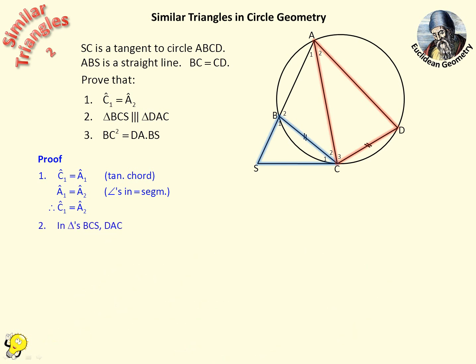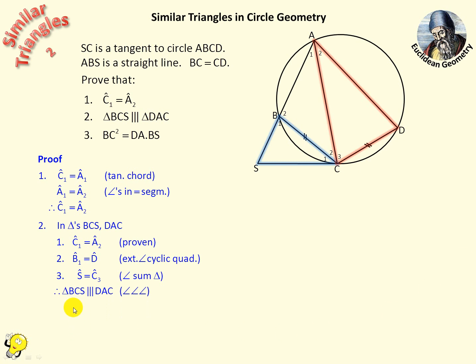So let's do the proof in triangles. C1 equals A2, proven. B1 equals D, exterior angle of a cyclic quad. S equals C3, angle sum of a triangle. Therefore, the triangles are similar. I'm going to sound like a nag, but I remind you again, correct order. B first, well, it was equal to D, therefore D first there. C second, therefore A second there. S third, therefore C third there, and the case for congruence.